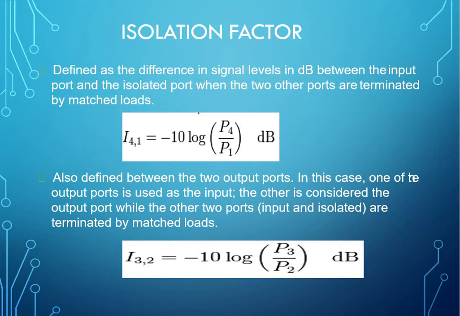Now comes the isolation factor, defined as the difference in signal levels in dB between the input port and the isolated port when the two other ports are terminated by matched loads. It is defined to describe the directive properties of a directional coupler, also defined as the ratio of incident power to the back power. Isolation in dB is equal to the coupling factor plus directivity.